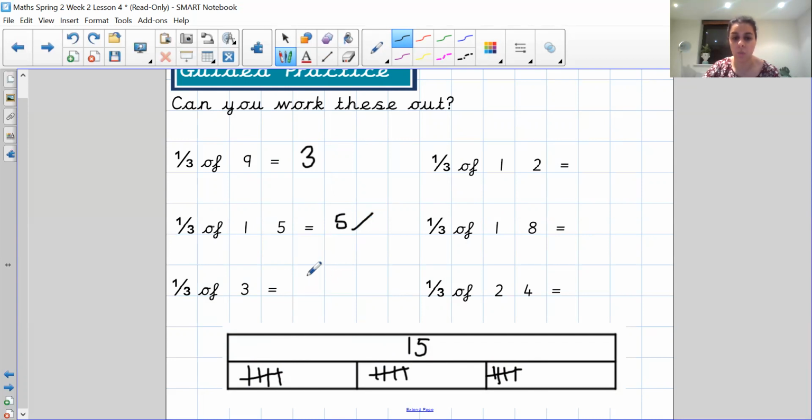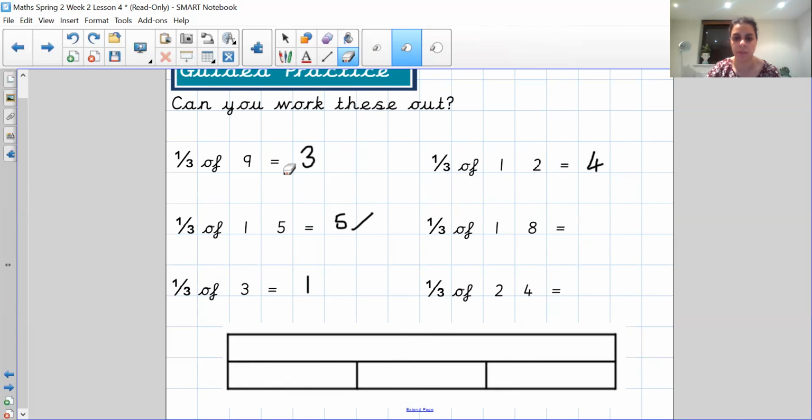The next one is 1. Give yourself a tick if you got that one right. The next one is 4. Oh, have you done the next one? Let's try the next one together just to make sure that you're getting the last 2 right, because the last 2 are a little bit tricky just because they've got larger numbers.